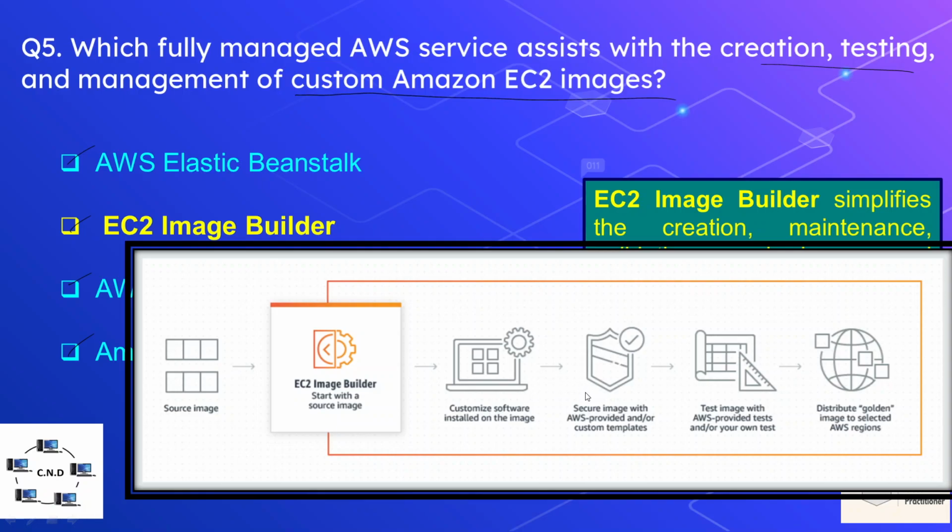Then you can secure the image with AWS-provided or custom templates, and then you can test the image with AWS-provided tests or your own tests. And then when this image is finally ready, you can distribute this golden image to the selected AWS region. So the end state is a golden image that you created using the EC2 Image Builder.